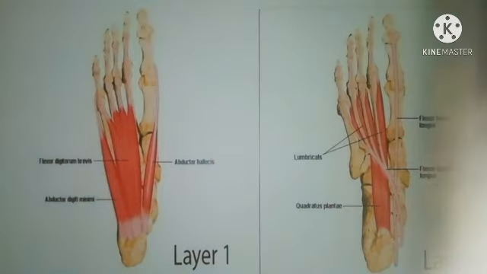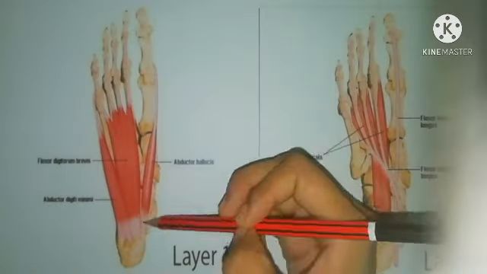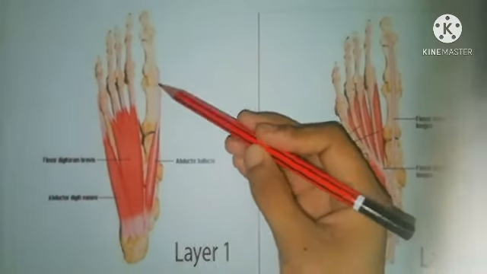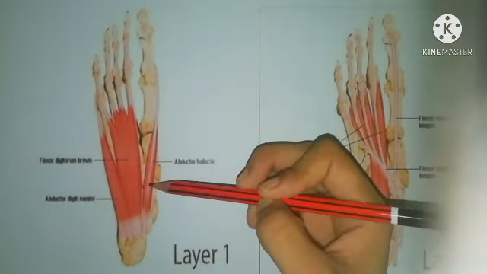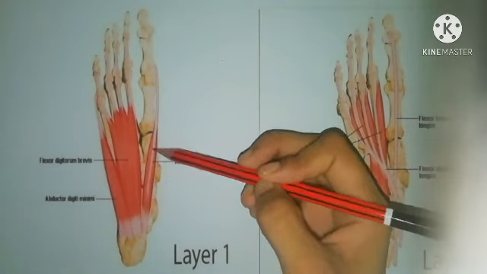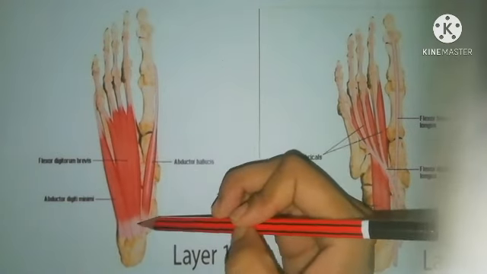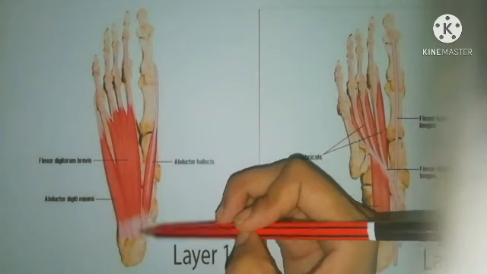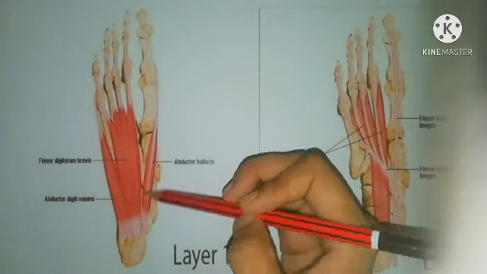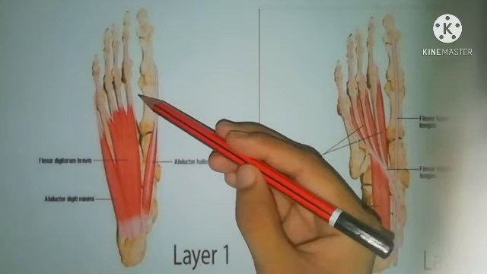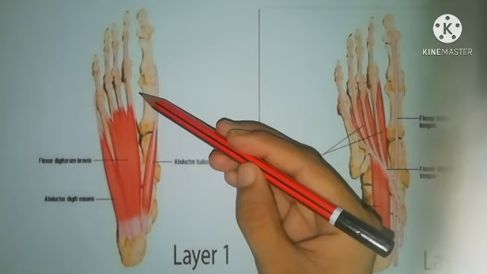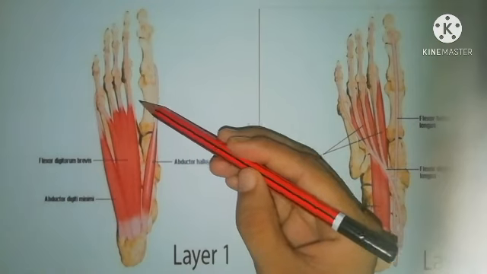The nerve supply is medial plantar nerve. Action is flexion of the toes. Adductor hallucis. This is the muscle. This muscle lies along the medial border of the foot. Origin is from the medial tubercle of the calcaneum. This is the calcaneum bone. Insertion. The tendon fuses with the medial portion of the tendon of the flexor hallucis brevis.